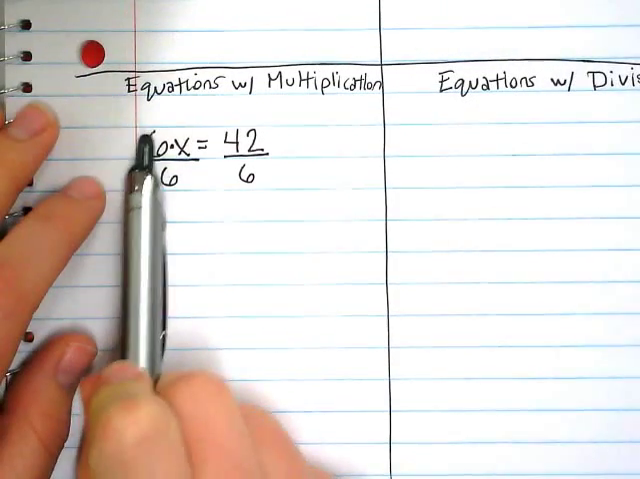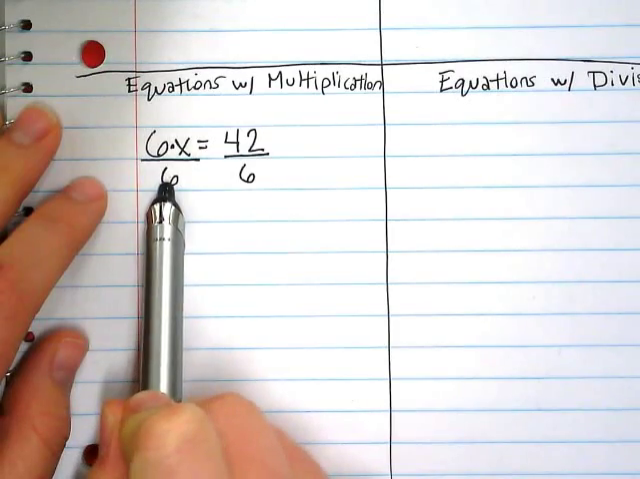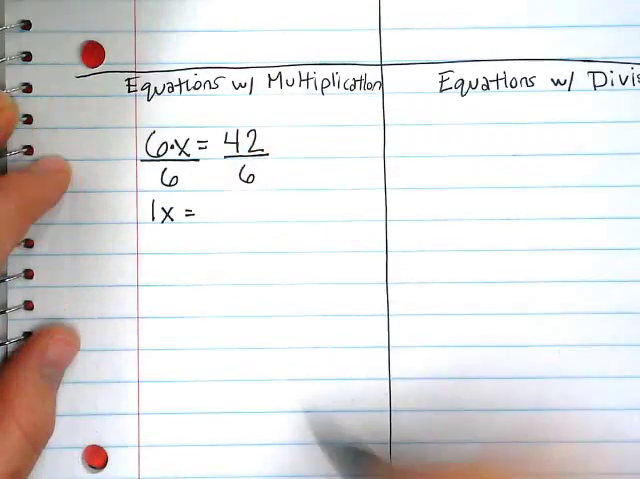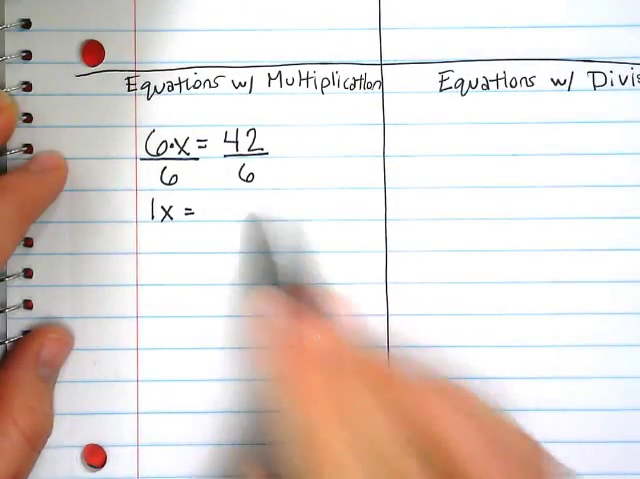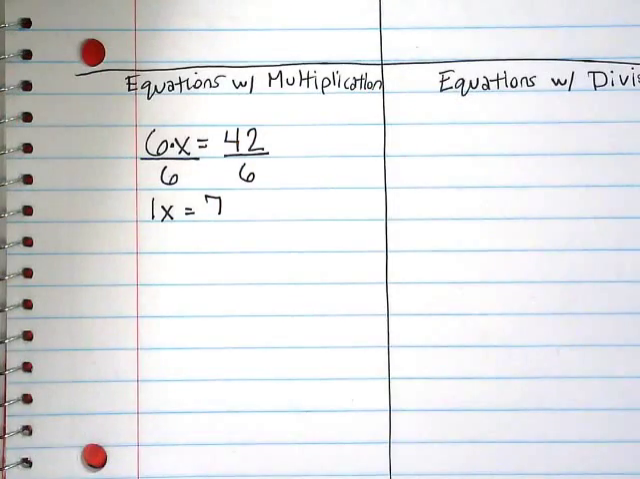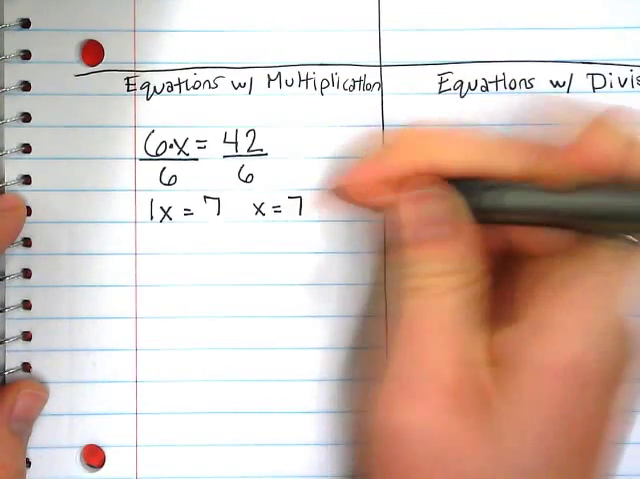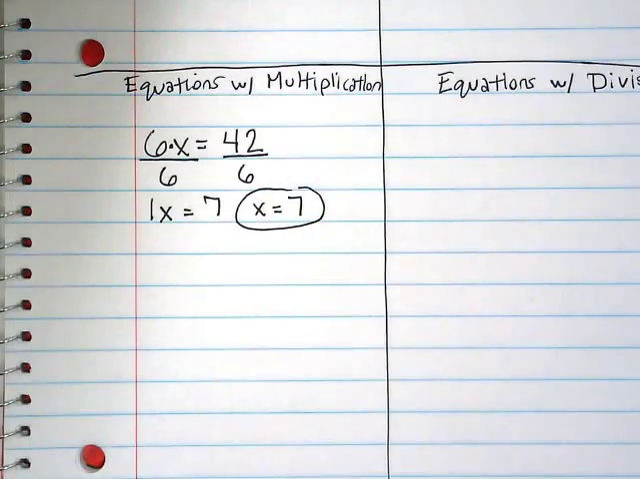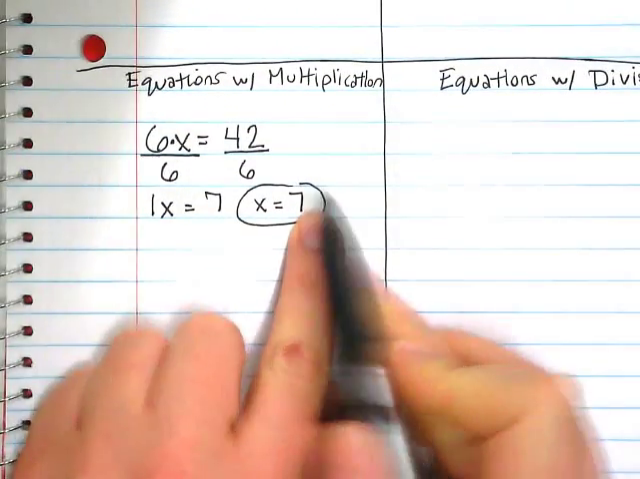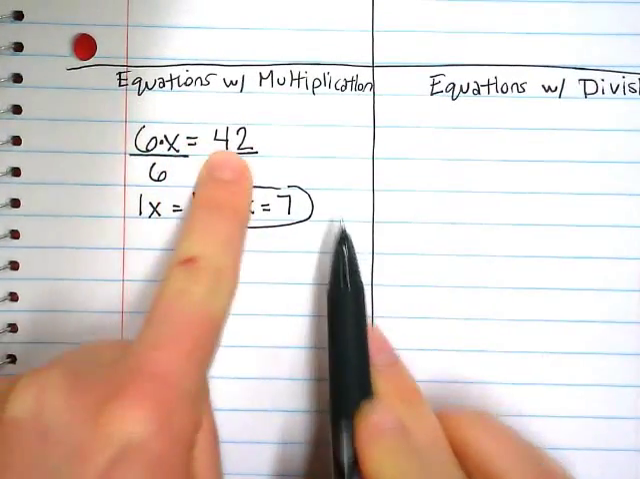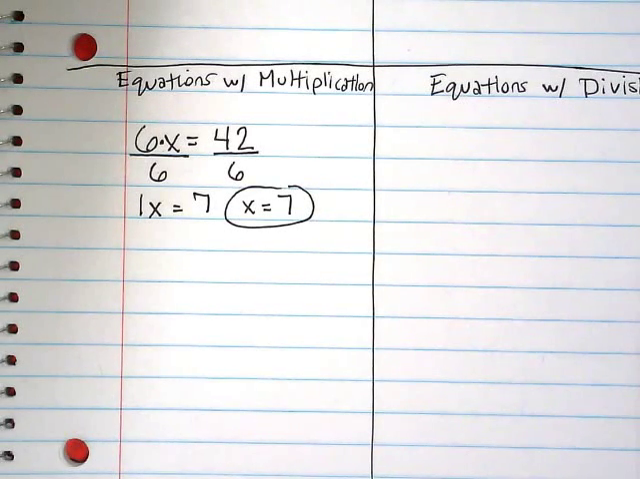Now let's see, if I have 6x divided by 6, that leaves me with 1x, and 42 divided by 6 would equal 7. 1x is just the same as writing x. So we get x equals 7. We could go back and check this. If it was 6 times x, or 6 times 7, that would equal 42. There's one example of an equation with multiplication.